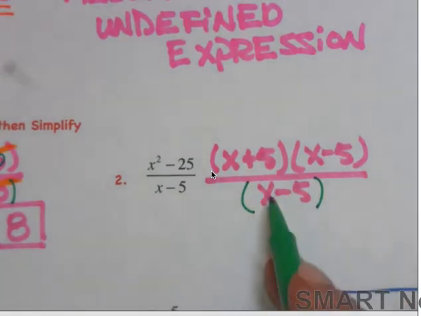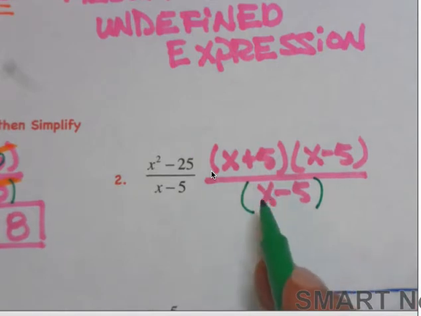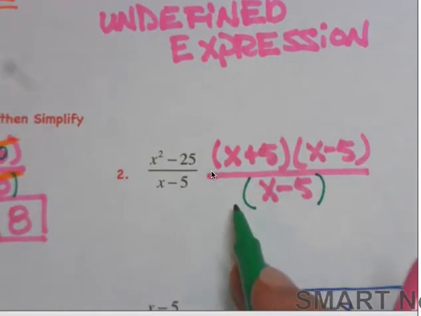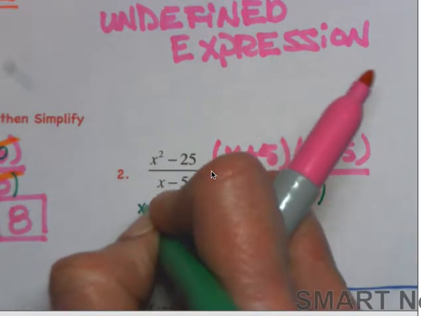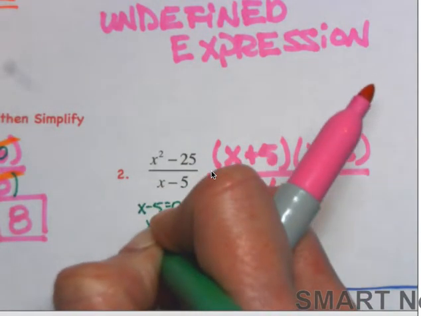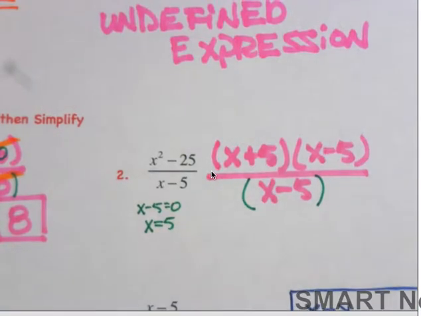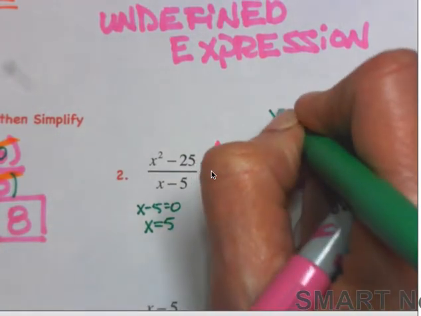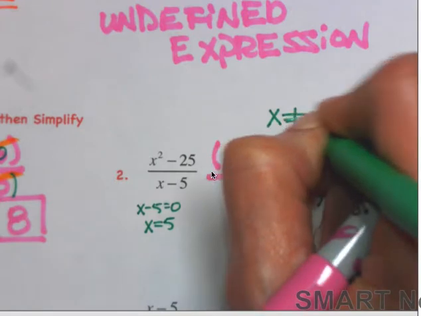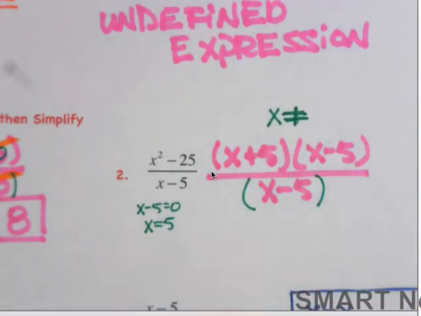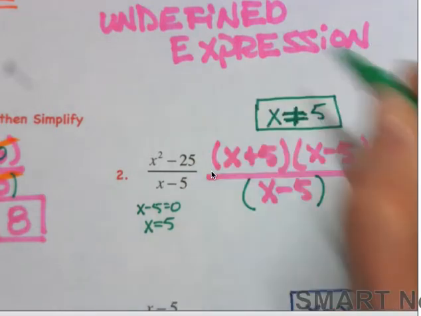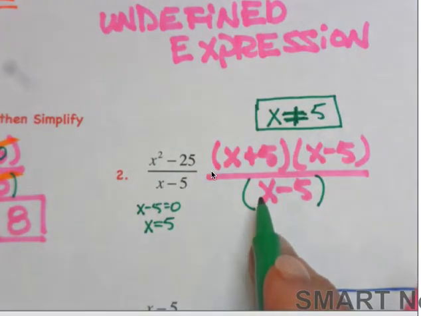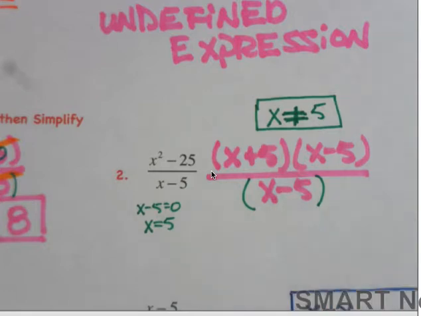Now my next job is to list excluded values. I'm only concerned with values that make the denominator 0. If I set x minus 5 equal to 0, x would be positive 5. That's going to be my domain restriction, or my excluded value. So I need to state x with the not equal to sign: x cannot equal positive 5. If x is positive 5, this becomes an undefined expression, and I want to avoid that.